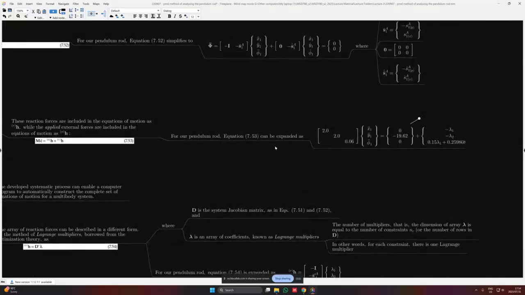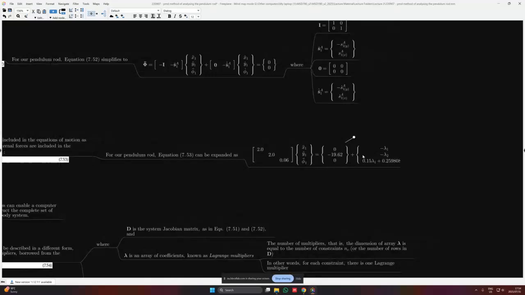Now for our pendulum rod, equation 7.53 can be expanded once again, and you'll notice this looks familiar to what we had initially. This is also what we did initially, which is to break up the applied forces and the reaction forces. The reaction forces were the lambda 1, lambda 2 forces, because we essentially removed the pin joint and imposed those two reaction forces there. The applied force in this case is simply gravity, an external force that is applied due to the mass of the system.